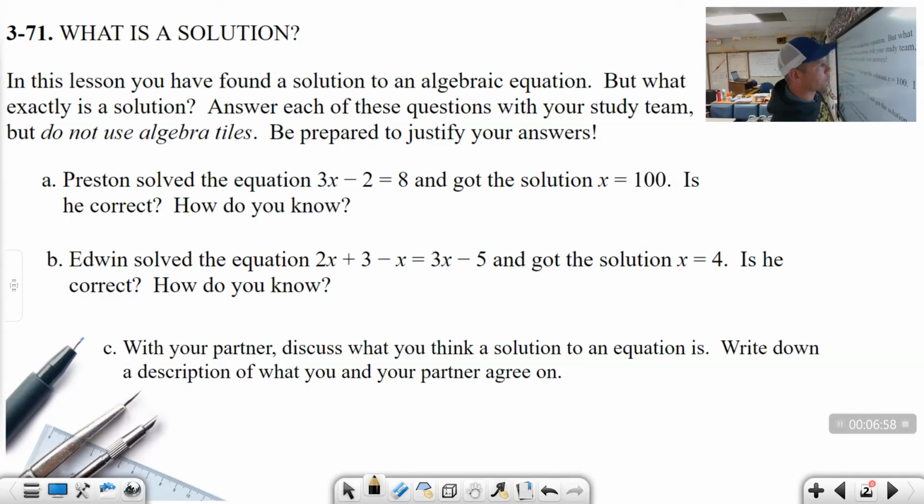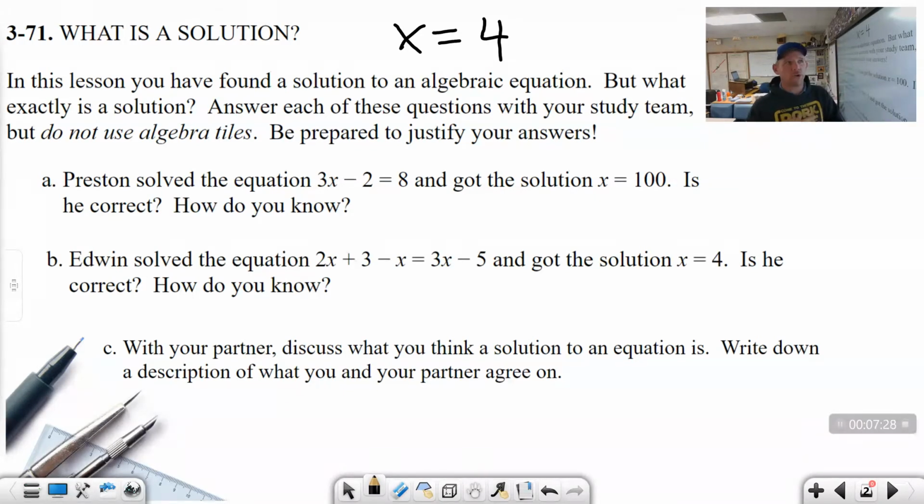Let's go to our next problem, 3-71. What is a solution? In this lesson, you have found a solution to an algebraic equation. We just found the solution x equals 4. But what exactly is a solution? Answer each of these questions with your study team, but do not use algebra tiles. Be prepared to justify your answers.